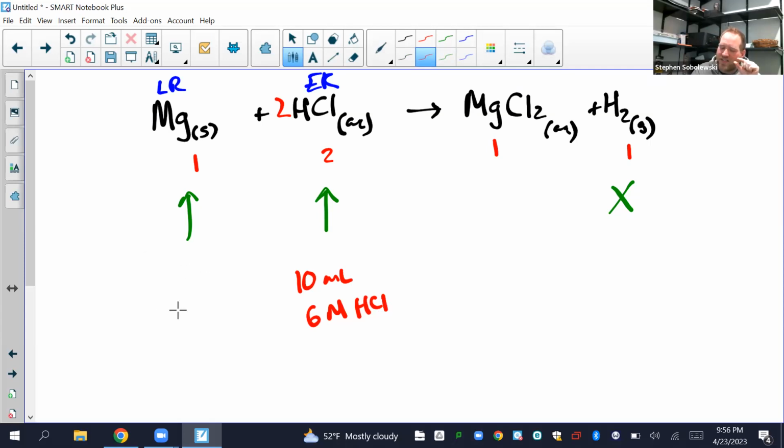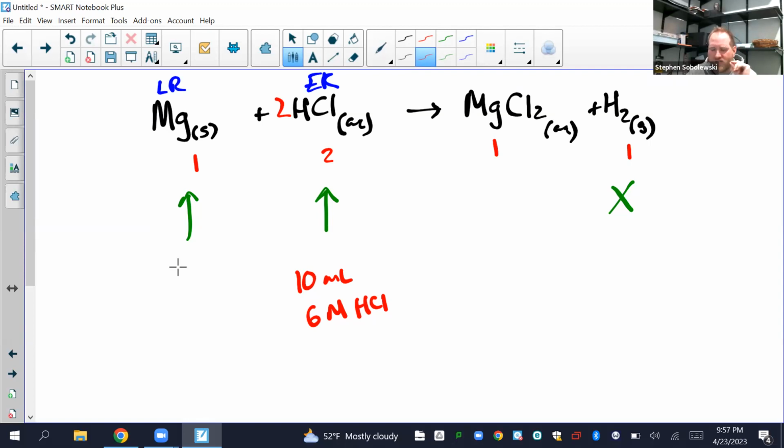Depending on the size of the piece you get, you can do the numbers and actually calculate which one is the LR. I encourage you to do that. But you will find that this will be the LR by like 20-fold. We want to use an absurdly excess amount of HCl. It just speeds the reaction up.